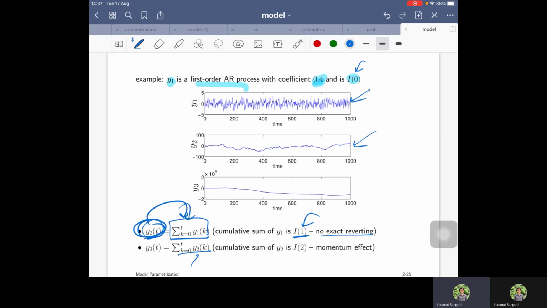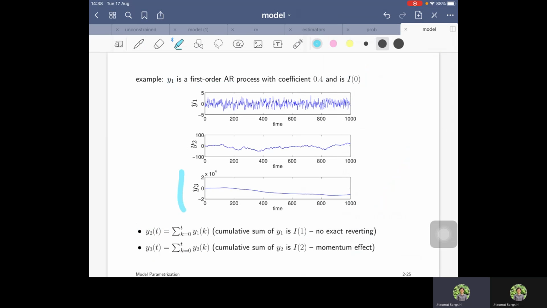And then if I further make a cumulative sum of Y2 to get Y3, then that process is an integrated process of second order. Now it has a momentum effect. It swings like this. So this is kind of a reverse engineering process. You start with a stationary one, and then you try to see how it looks when it becomes non-stationary. But on the other hand, in application, what you're going to see is it might be something like this.